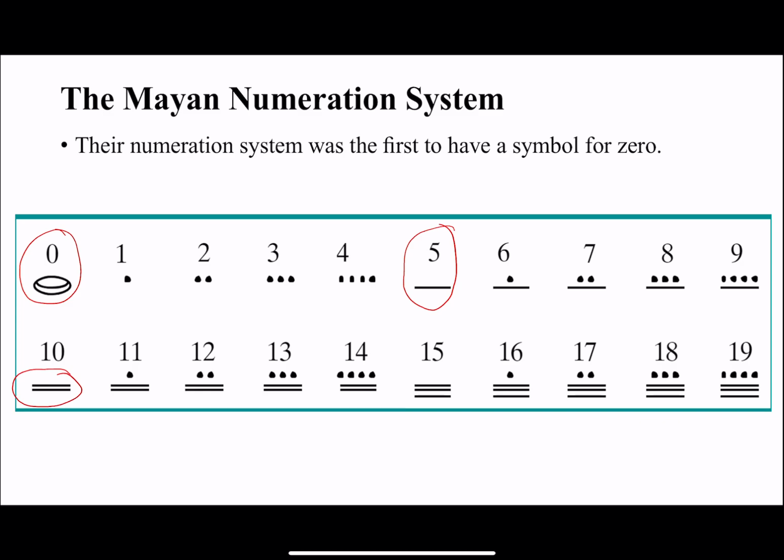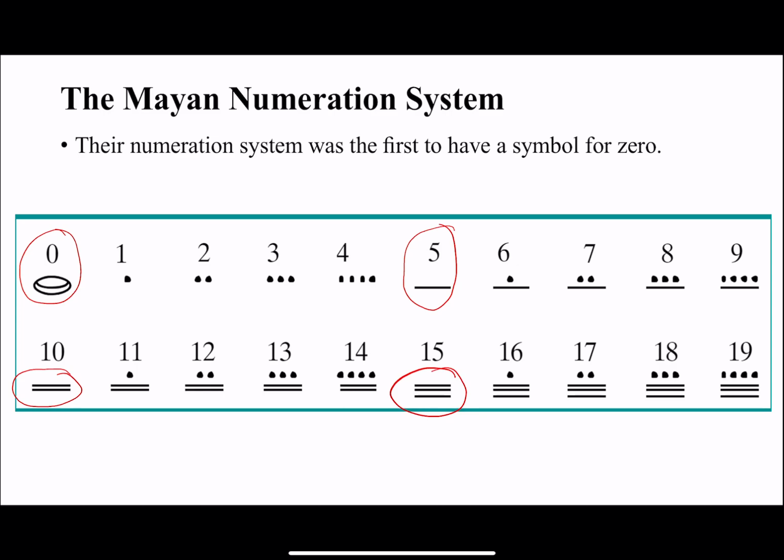11, you use two lines and one dot. 12, two lines, two dots. 13, two lines, three dots. 14, two lines and four dots. Okay, 15, you can use three lines, right? Each line represents five. 16, three lines, one dot. Well, 17, three lines, two dots. 18, three lines, three dots, and 19, three lines and four dots, right? Okay, these are the digits in Mayan number system.